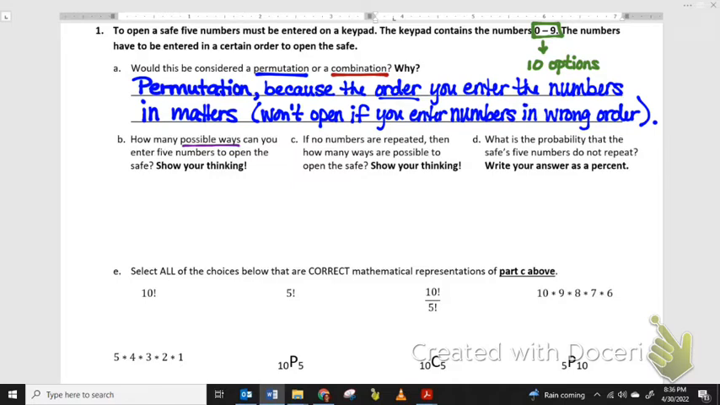How many options would you have to choose from for the first number in the code? 10 options. And 10 again for the second, 10 for the third number, 10 for the fourth number, and finally 10 for the fifth number. So we have 10 possible options each time we go to press a button. What do I want to do with each of those numbers if I want to figure out the total number of possibilities?